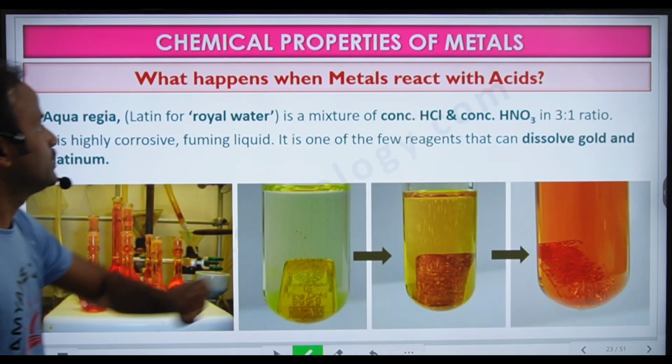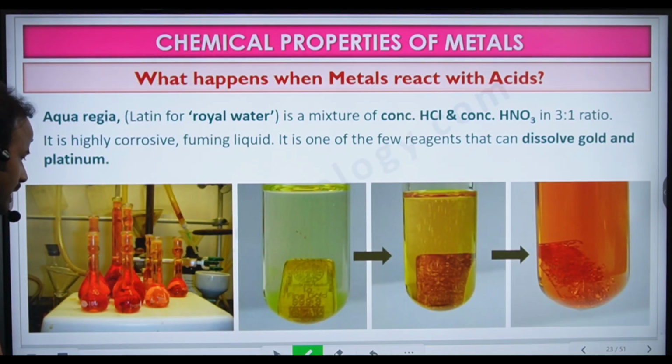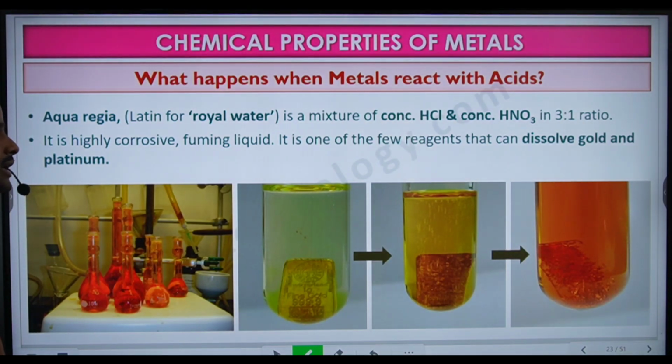It is a highly corrosive fuming liquid. It is one of the few reagents that can dissolve gold and platinum. Gold and platinum can dissolve in aqua regia.